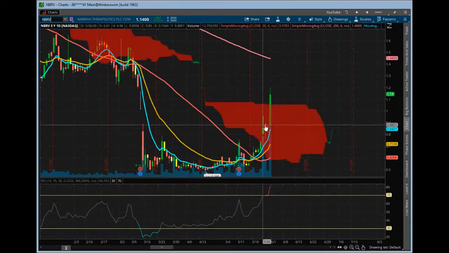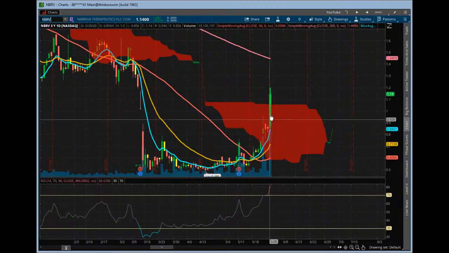Huge candle. I love it. Penny stock, but it broke out of the cloud. I like it. Inside day up, hold it over the cloud. Let's see if we can get up to the 200-day moving average on that one.